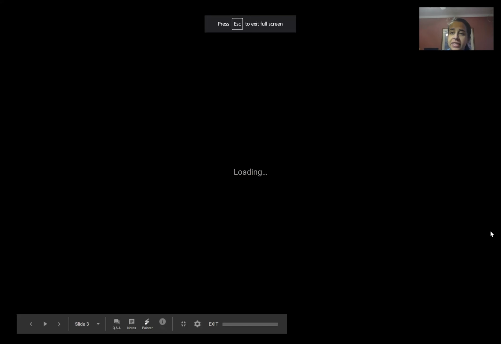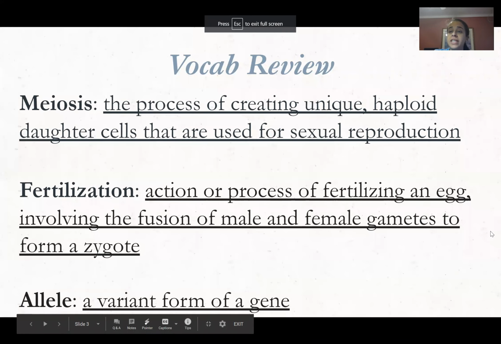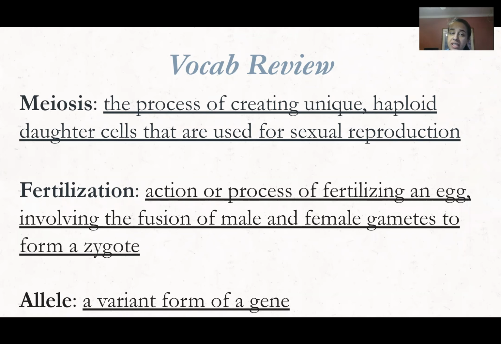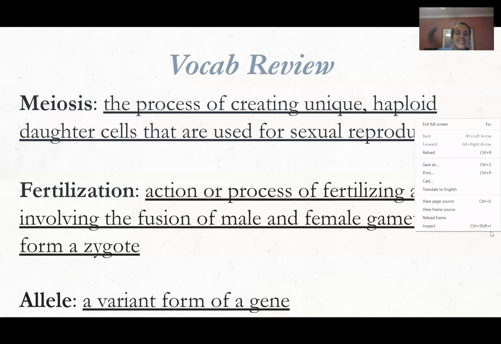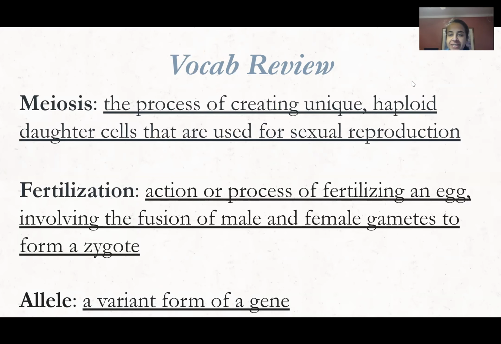So meiosis is the process of creating these unique haploid, meaning they only have 1 copy of each DNA, so it's not a complete person, or it wouldn't be able to be viable on its own because it doesn't have all the DNA that it needs. So creating these unique haploid daughter cells that are used for sexual reproduction.